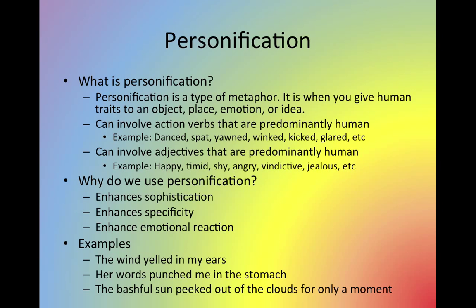Another example would be to use an adjective that's a predominantly human adjective. So happy. Usually you don't think of things other than people being happy. Timid. Again, that's a human emotion, a human adjective. Shy, angry, vindictive, jealous. Again, none of these things are things we typically think of objects being. So when you use them to describe an object, that's personification.